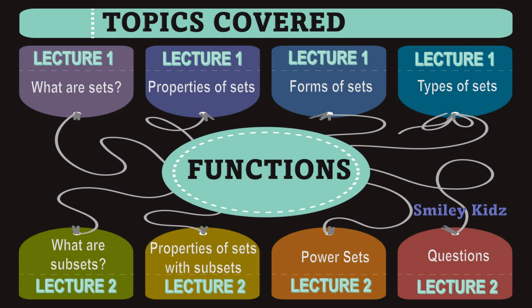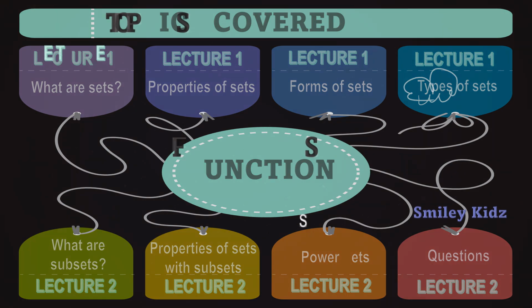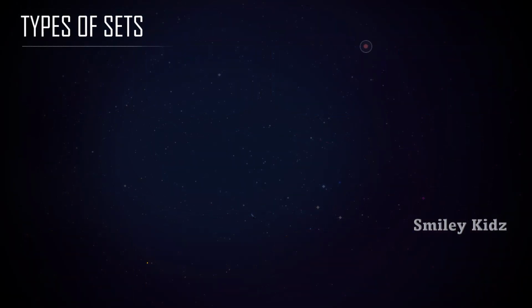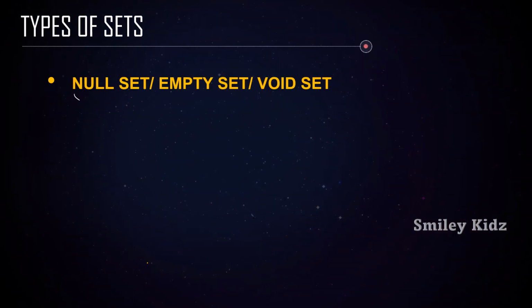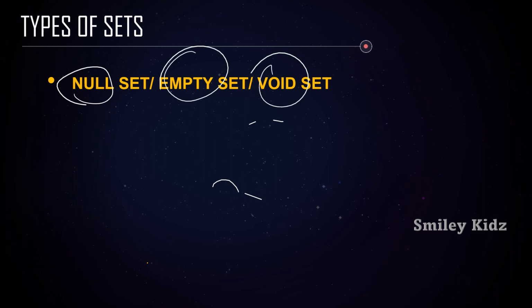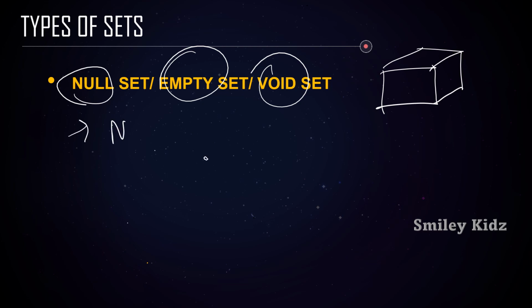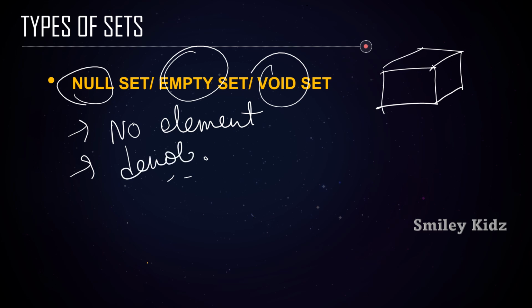Now let's discuss the last topic for today, that is the types of sets. Now we have the first one as the null set, empty set, or the void set. It has 3 names. Now if I need to talk about this, a set or a box with no element is known as an empty set, null set, or a void set. It does not contain any element. Now it is denoted by phi.